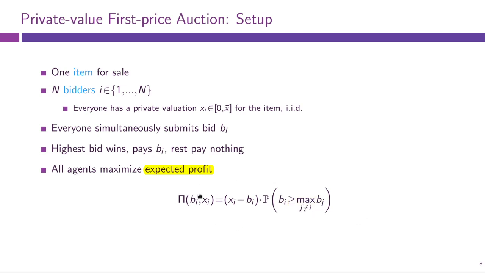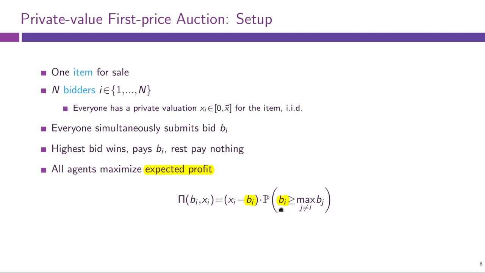So obviously this is a very simple expected profit, and this probability is where all of the action will be happening. Basically, if you look at this profit function closely, you'll see immediately what the main trade-off for the agent is when the agent is selecting which bid b_i to submit. So now this b_i enters in two places, in the profit and the winning probability.